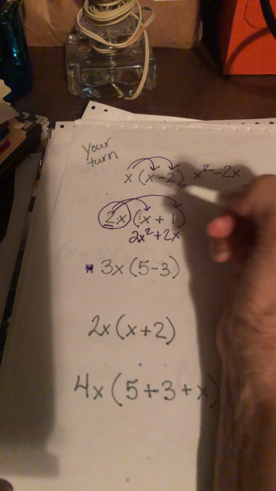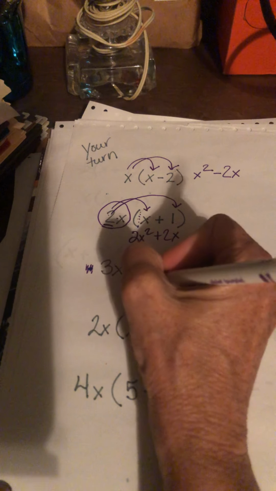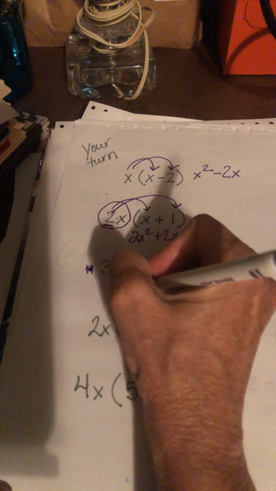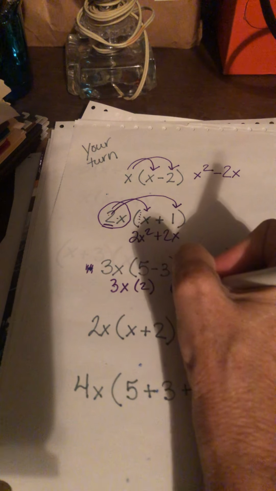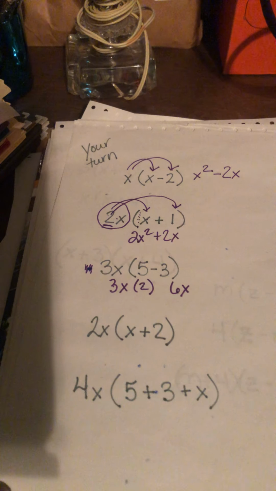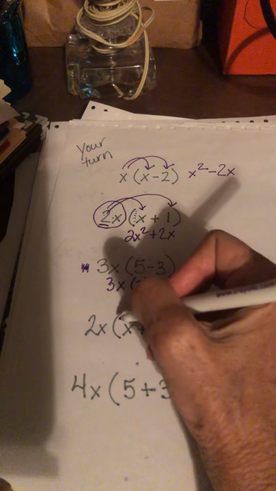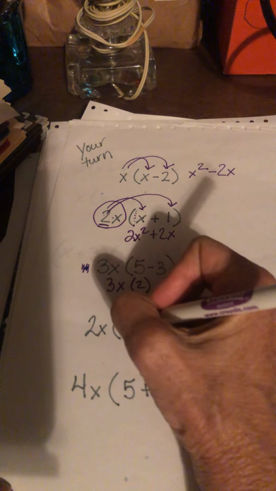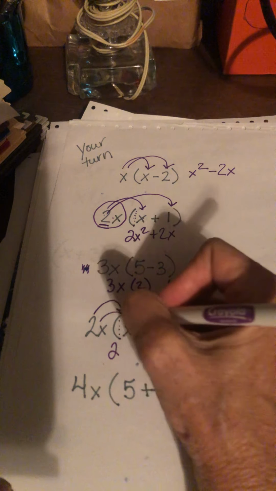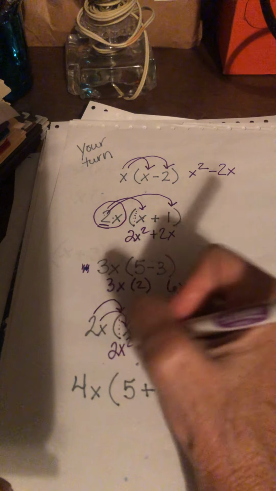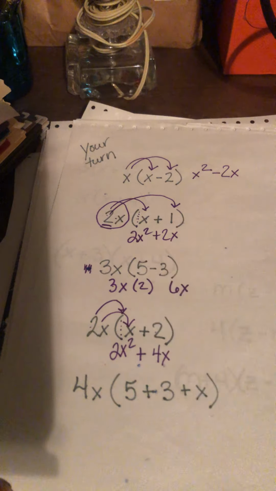Okay, I don't know what this dot is out here, so we're going to scratch that out. 5 minus 3 I can put together. 5 minus 3 is 2. 3x times 2. So 3 times 2 is 6. Bring the x along. So that's 6x. Here, x plus 2, I can't combine. Once again, if it helps you, like we talked about up there, I can pretend that this is a 1. 2 times 1 is 2. x times x is x squared. So right now I have 2x squared plus 2 times 2 is 4. Bring the x along, 4x.